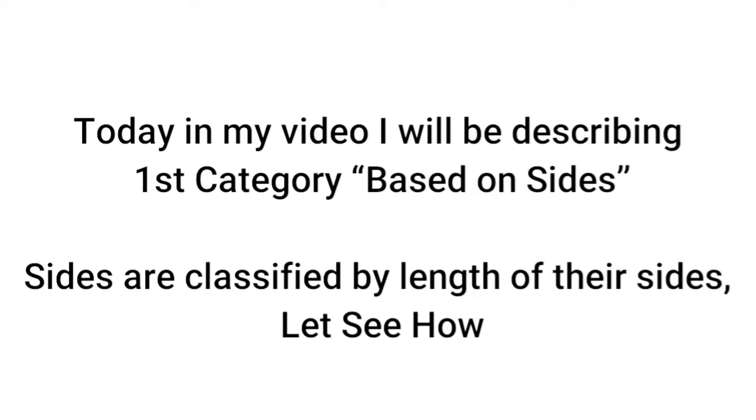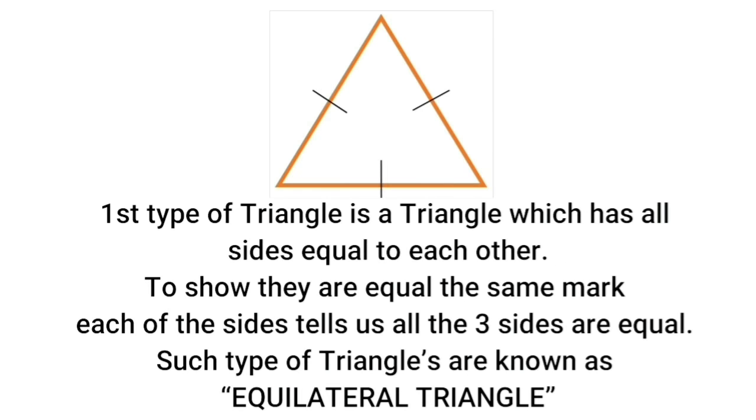Triangles are classified by the length of their sides. Let's see how. First type of triangle is a triangle which has all sides equal to each other. To show they are equal, the same mark on each of the sides tells us all the three sides are equal. Such type of triangles are known as equilateral triangles.